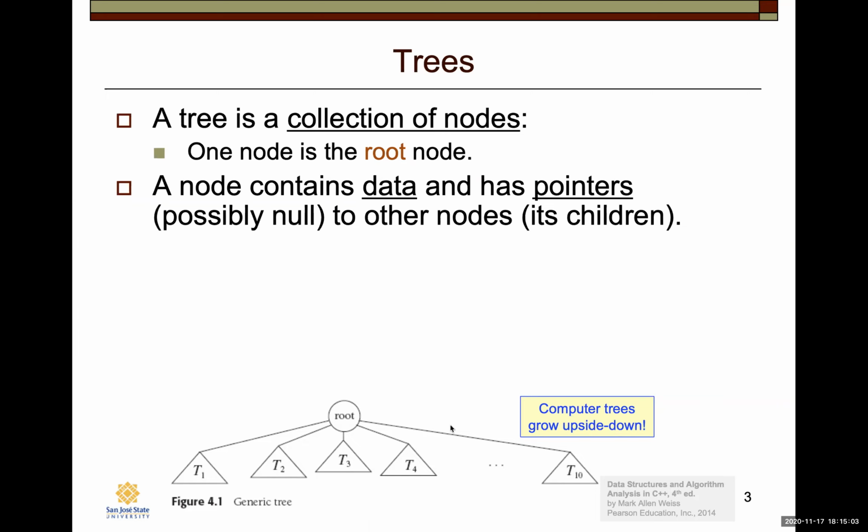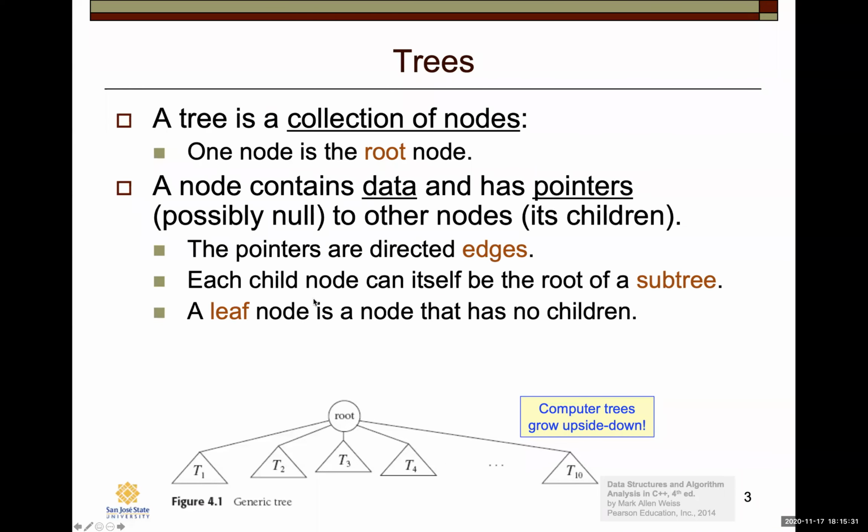And so here is a very abstract picture of a tree. Here's the root node, and then it has pointers to these subtrees, which are its children. Now, in computer science, trees grow upside down. The root is up at the top, and the leaves are at the bottom. So you have to picture a tree that's upside down. Now, these pointers are called edges.